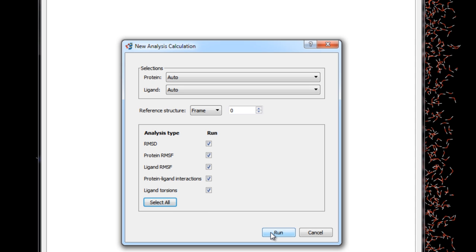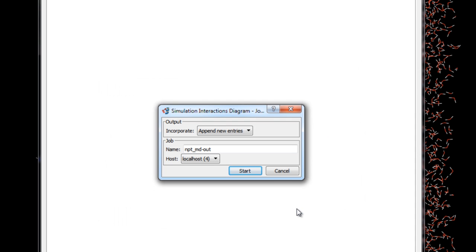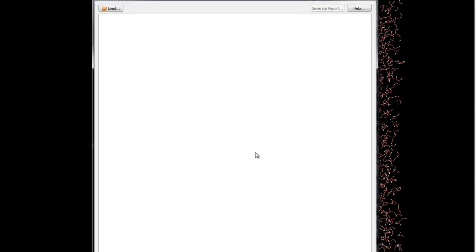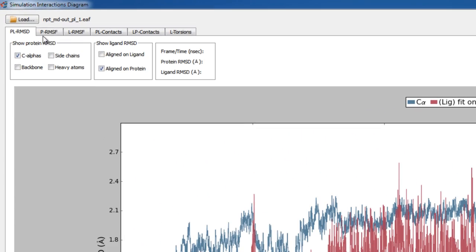Next, we'll click Run. Notice in this case that it identified two ligands. This is of course the streptavidin biotin dimer, which contains two biotins, so we'll just select one of them and then click OK. And then we can click Start. Okay, once that has loaded, we can see the various tabs with the analysis types we selected.